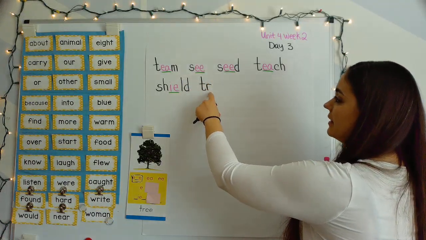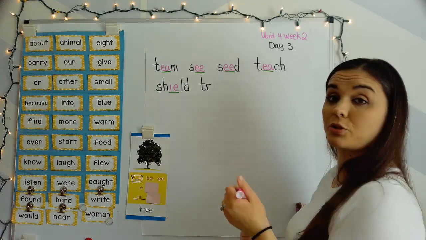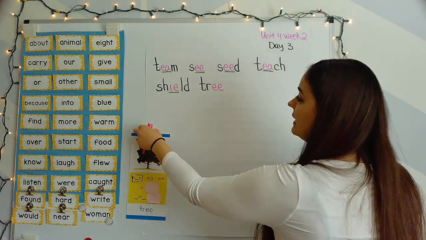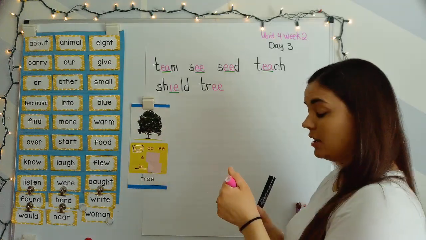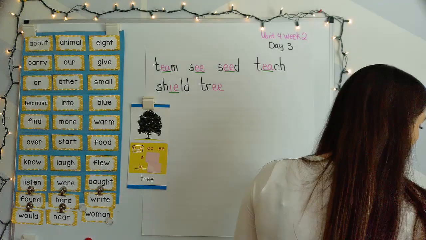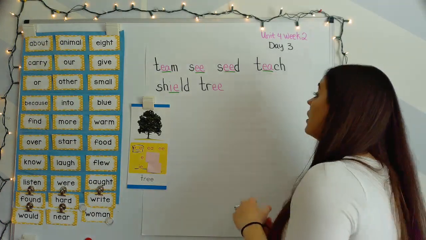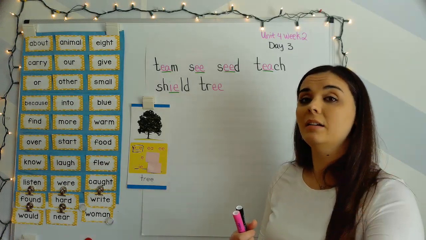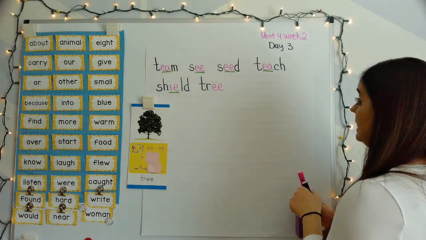T-R, tur. And in this word tree, it is the E-E that makes that long E sound. Tur-E, tree. And next word, read. Your turn.